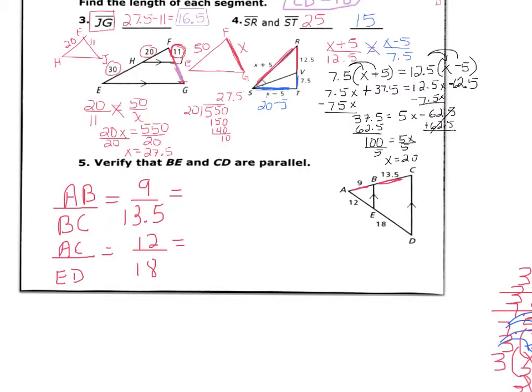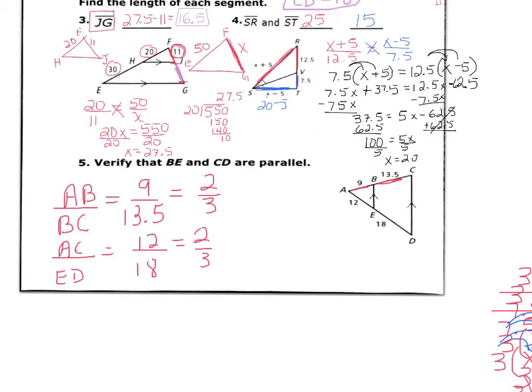Then you put that into the calculator. Okay, let me use my calculator. So in my calculator, I put the 9 divided by 13.5. 9 divided by 13.5. And I have a decimal. That is 0.66667. That is 2/3. And when you divide 12 divided by 18, see, by 6 is 2, by 6 is 3. So it's the same thing.